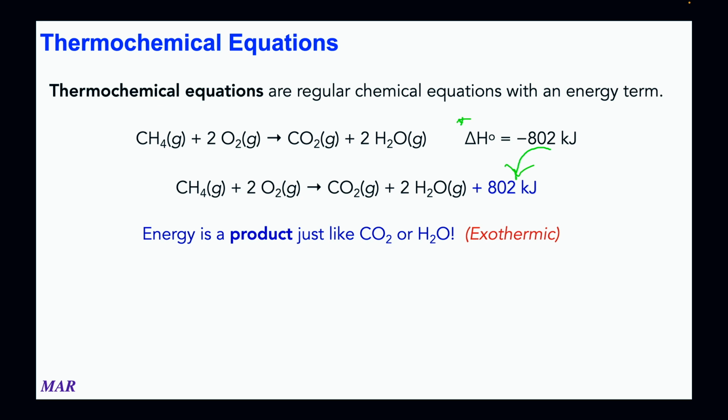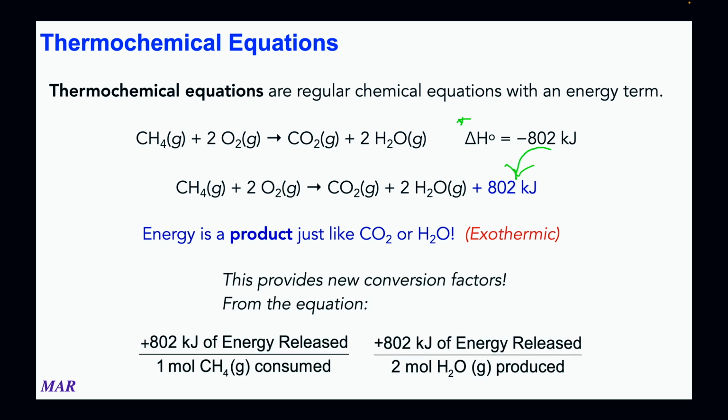On the other hand, of course, if the 802 was a reactant, then it would be a positive delta H. You need that energy to make the reaction go. So either way is fine. You can use them. Most of the time we'll use delta H equals and then negative or positive. But if you see energy as a product, that's exothermic. And likewise, energy as a reactant would be endothermic.